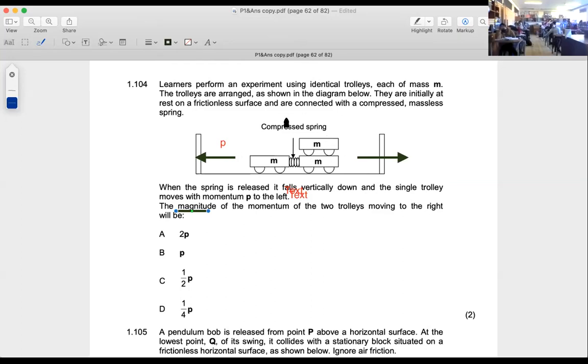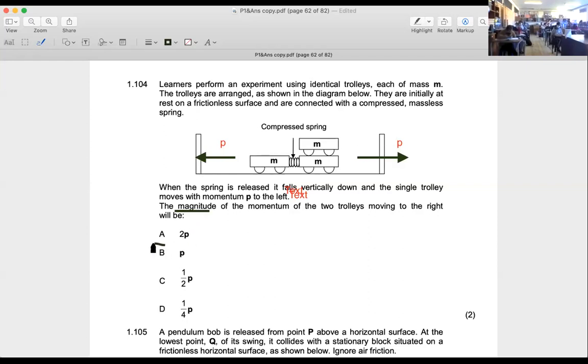If you take the momentum before, it's naught. If you take the momentum after, it's got to be the same. So if that has also got p, but it's p to the right, plus p minus p is still naught. So both of those trolleys have got to have a combined momentum of p to the right to match the p to the left. So the momentum before was naught. The momentum afterwards is plus p minus p. And so that has to be B.